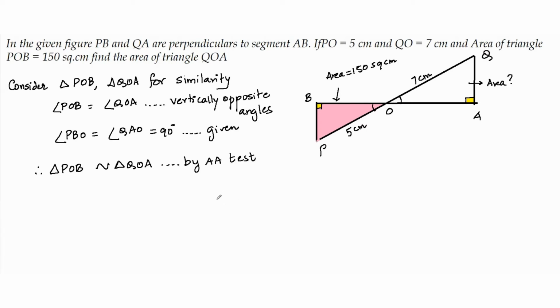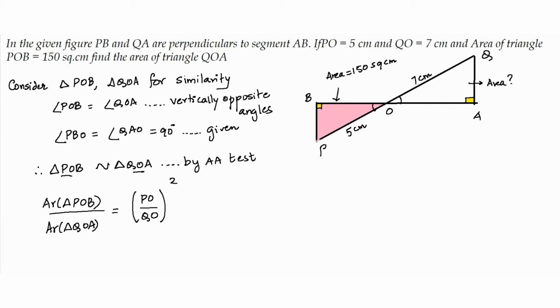And now because these two triangles are similar, I can use the theorem on the ratio of areas of two similar triangles. So I can say the area of triangle POB divided by the area of triangle QOA will be equal to the square of their corresponding sides. PO and QO are their corresponding sides. So it will be PO upon QO, the whole square.